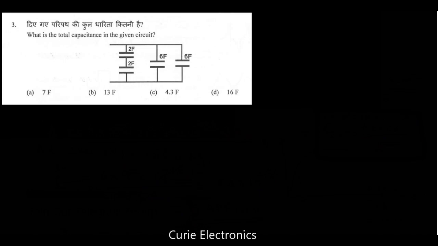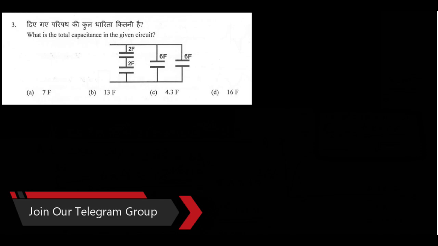This is the last. Today we have one more small question. 4 questions are there. The 4th question you can try yourself. So what is the total capacitance in the given circuit? How do you find it? When capacitors are connected in parallel, it is easy to find the capacitance. You have to just add them up, right?